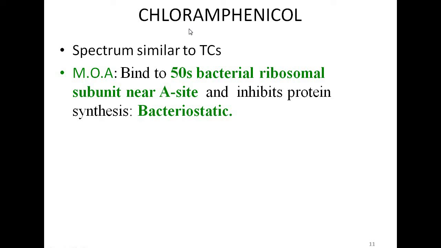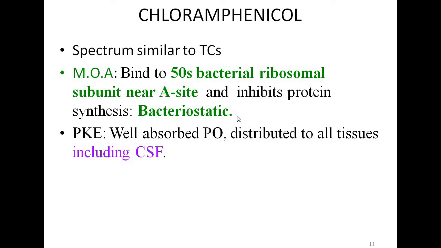The third broad-spectrum antibiotic is chloramphenicol. Spectrum of activity is similar to tetracyclines. So it is active against gram-positive organisms, gram-negative organisms, chlamydia, rickettsia, mycoplasma, lymphogranuloma venereum, chancroid, etc. Chloramphenicol binds the bacterial 50S ribosomal subunit near the A site and inhibits bacterial protein synthesis. Chloramphenicol is bacteriostatic.